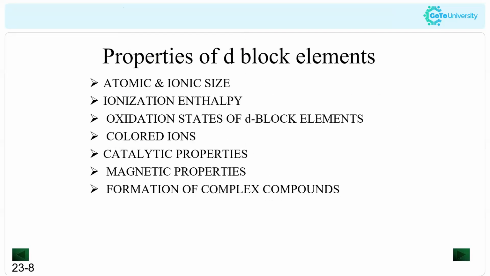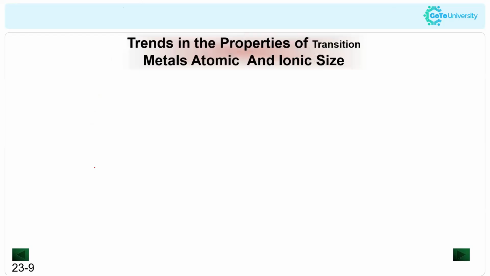Now, what are the properties of d block elements? The first property is atomic size, then ionization enthalpy, oxidation state, the formation of colored complexes, their catalytic property, their magnetic property, and the formation of complex compounds. These are the important properties of the d and f block elements.